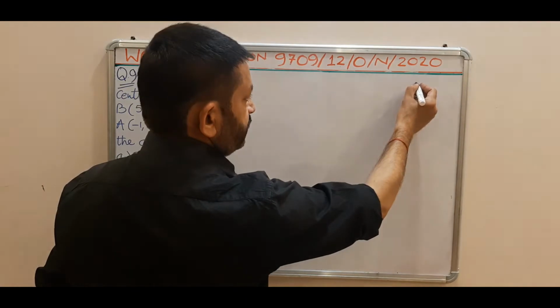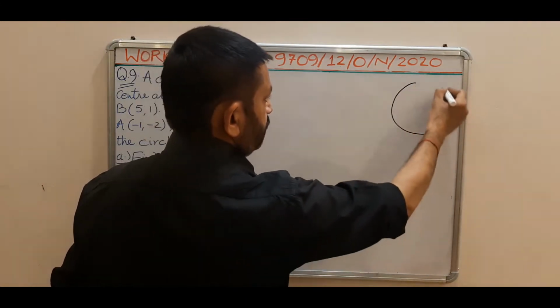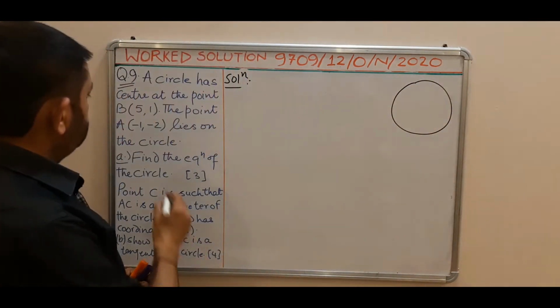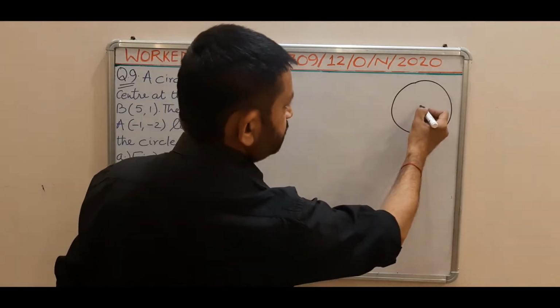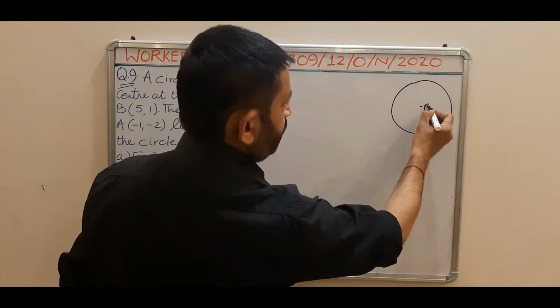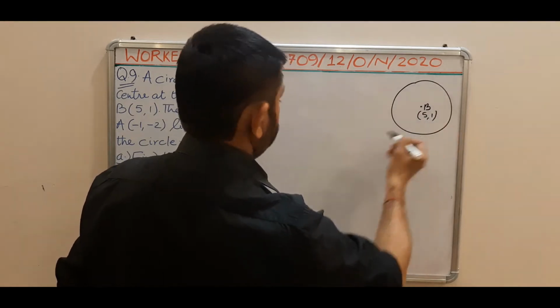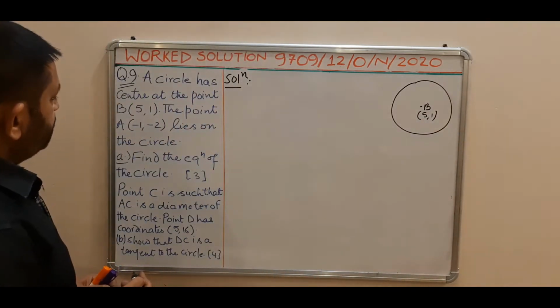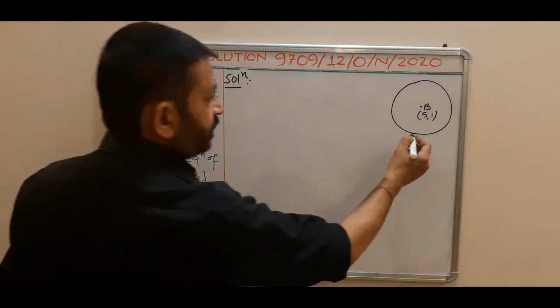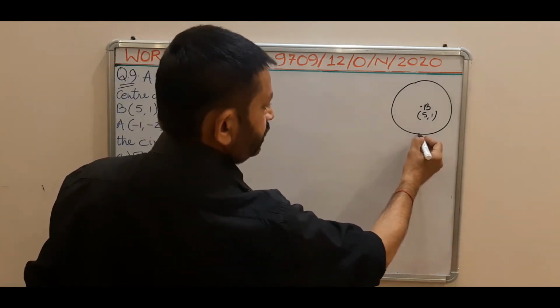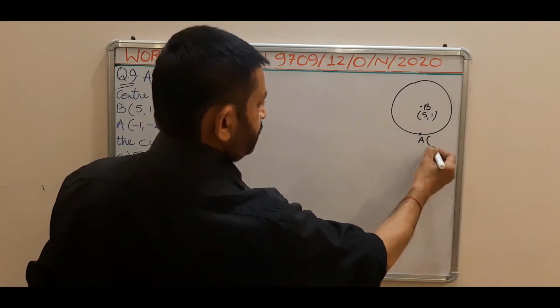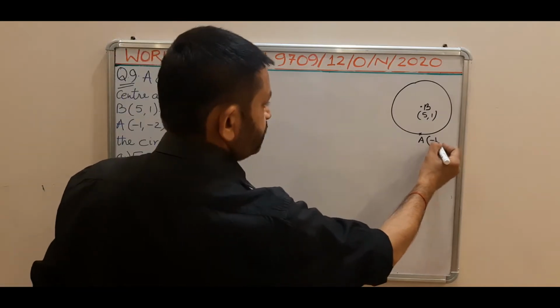So we'll draw its figure. One circle with center B, that is point B (5, 1), it is given, and point A lies on the circle, so I'm marking A here. You can mark anywhere. A is given as (-1, -2).